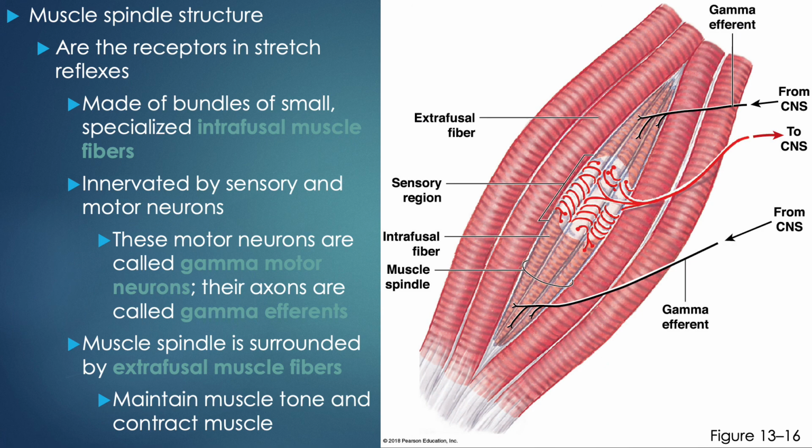When we start breaking down our sensory and motor neurons, the motor neurons here specifically in the muscle spindle have a different name. They're called gamma motor neurons. And then their axons are called gamma efferents, right? Because they're receiving this information and creating movement. So this is the general overview of how the muscle spindle will be able to both receive and send information.